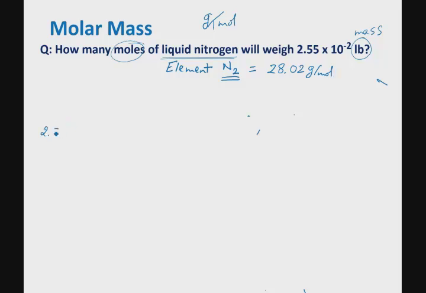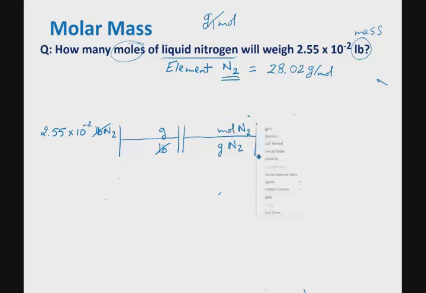We're going to start with, once again, what's given that needs to be converted. In this case, it is the pounds of N2, but we can't work with pounds. We do need to convert pounds to grams. Once you have grams of N2, we can now convert grams of N2 to moles of N2 using the molar mass equation, such that grams of N2 crosses out and we are left with moles of N2, and that's what we need to calculate.